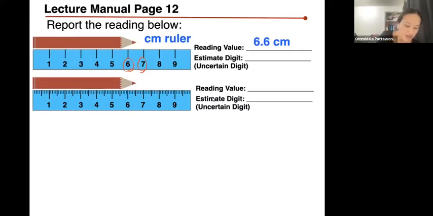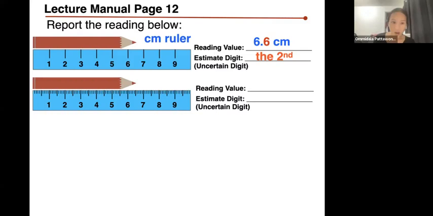The reason we need to estimate one more is that we don't know, so this part right here is something that we are not certain about. So my report would be 6.6. The estimated digit would be in the second place. This digit right here is the one that we estimate because we are uncertain, since there is no mark telling us what it is.